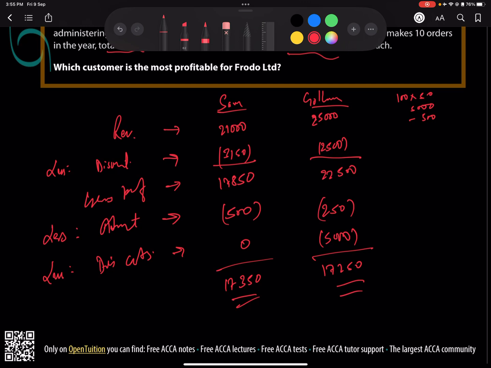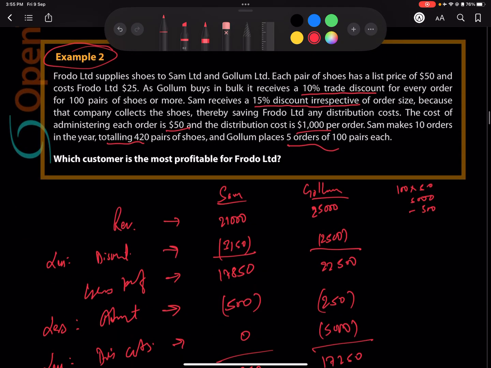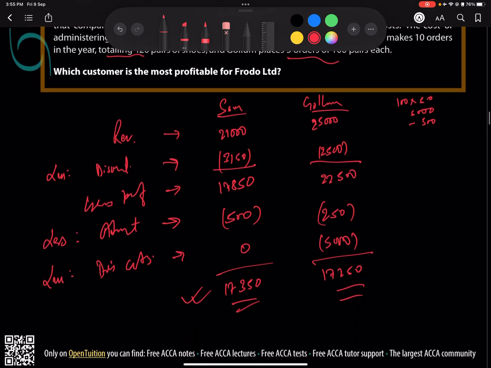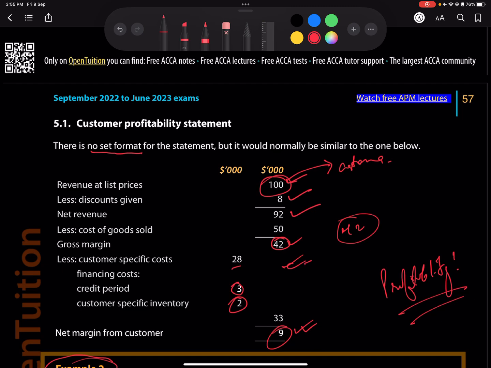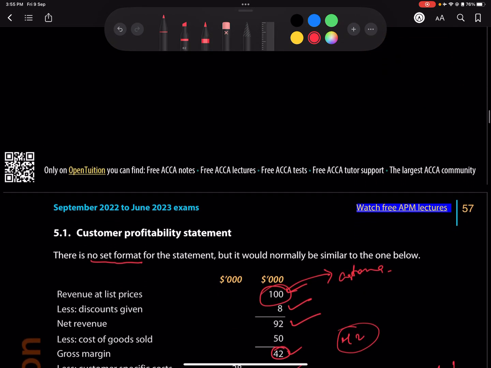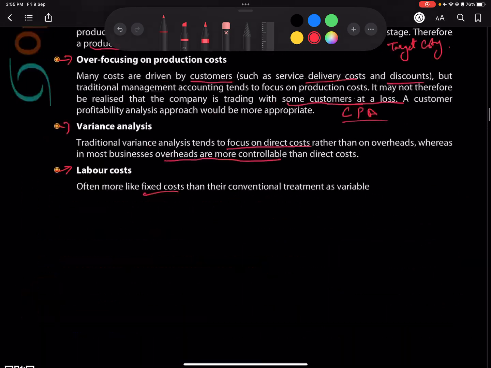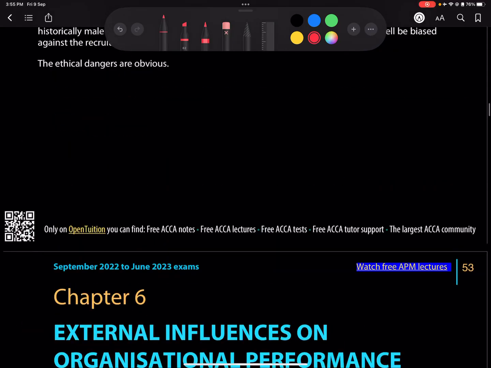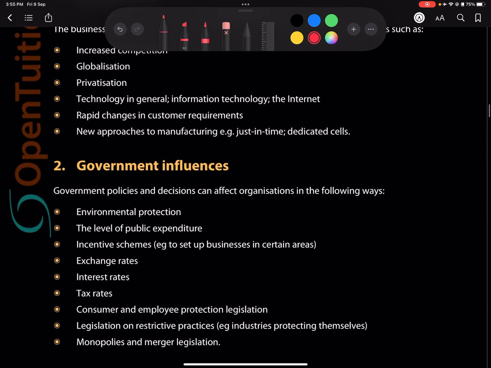So who's more profitable over here? Sam, right? Sam is more profitable, it seems like. So that's how we do basically customer profitability analysis, right? So you could use this proforma. I'm just using the similar proforma right over here. So let's just check that as well. So this is chapter number, what is the chapter? Where is the chapter? I just wanted to check the thing as well. Chapter 6.